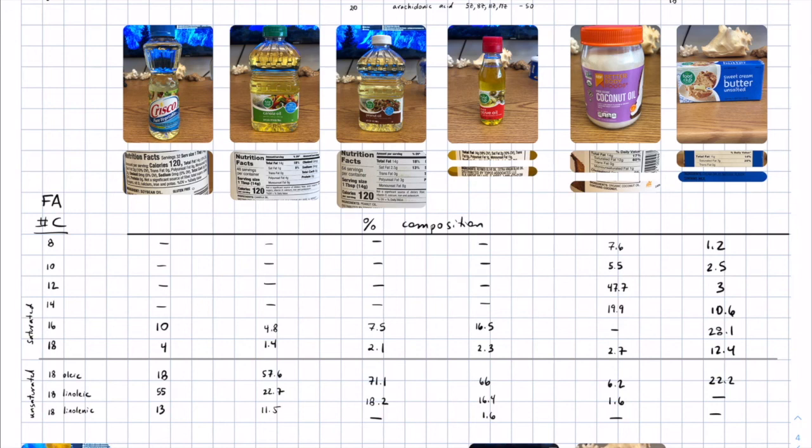In any case, yeah, lard would have more of these saturated fatty acids as well.